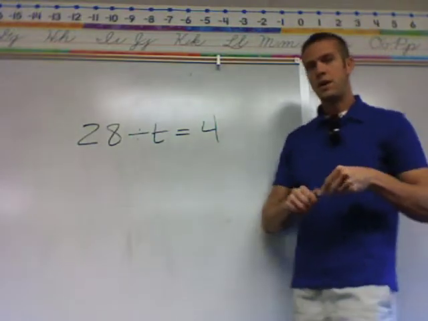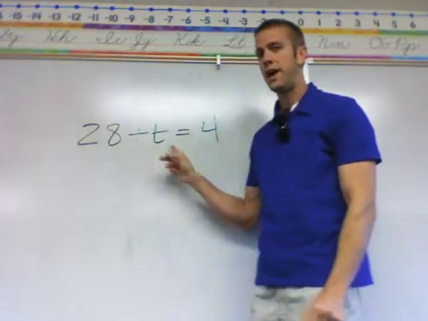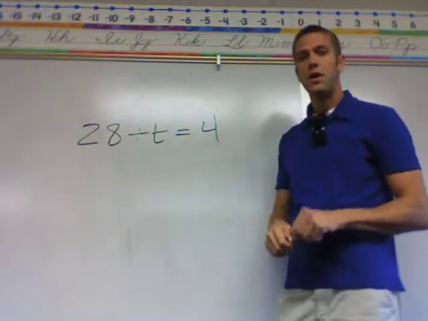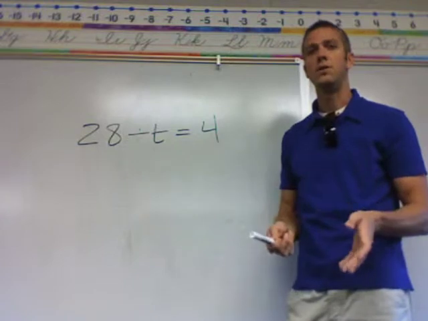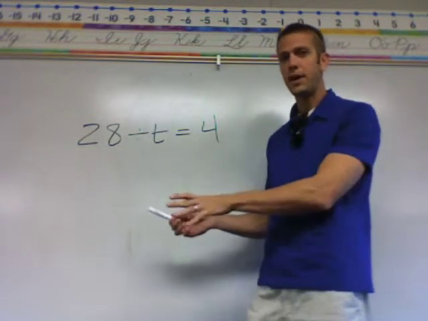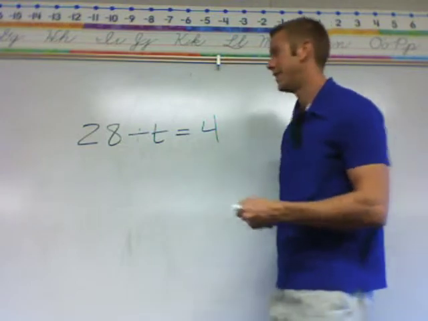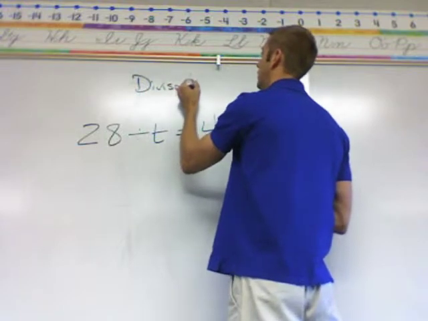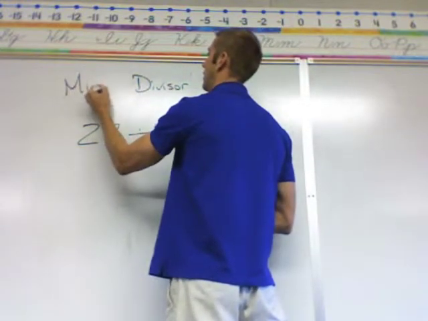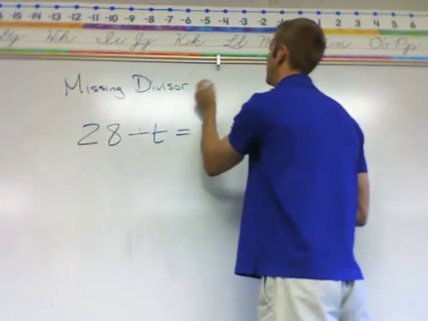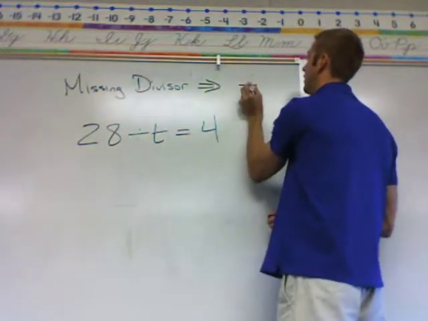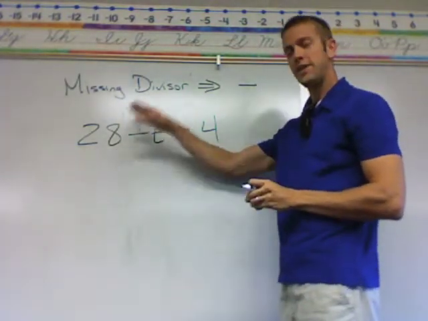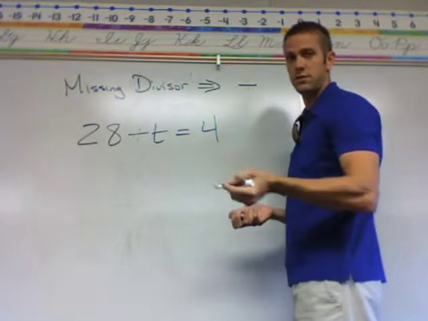All right. Here's your dividend, 28. The divisor is missing. Okay? The divisor is missing, you have your quotient. Whenever this is the case, you're going to divide once again. Right? You divided for all the multiplication ones, you're going to divide once again. So whenever the divisor is missing, I'm going to put like this, missing divisor, you're going to want to divide. Okay? So 28 divided by 4 equals 7.